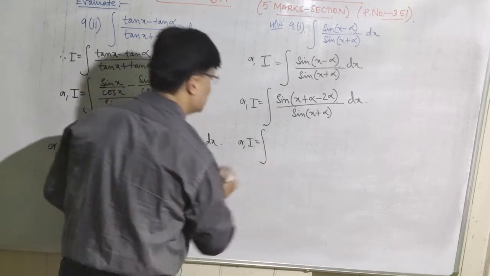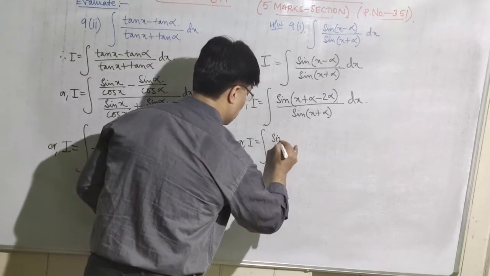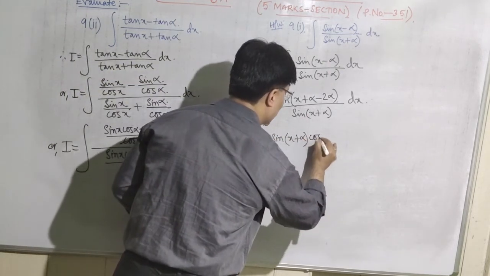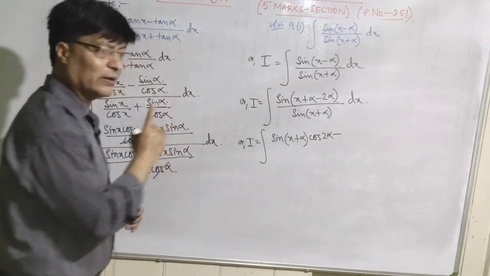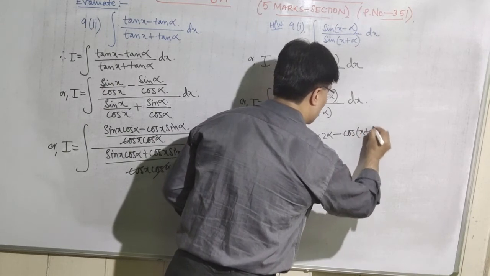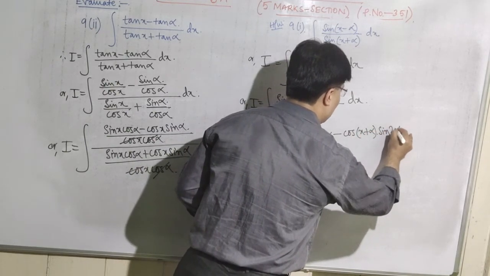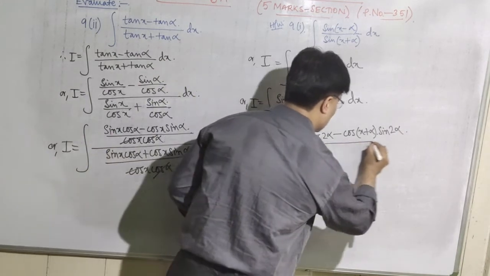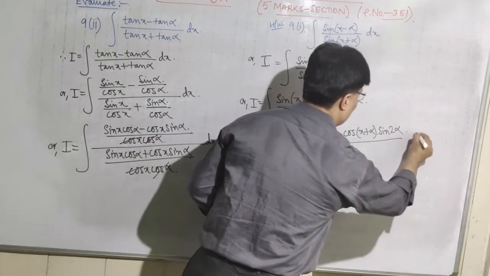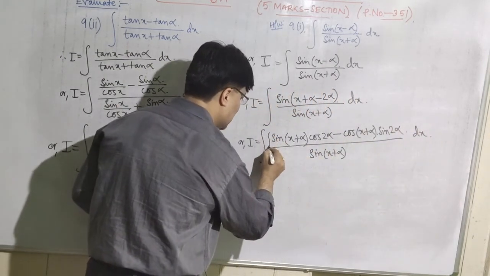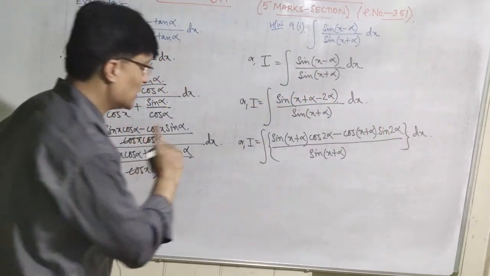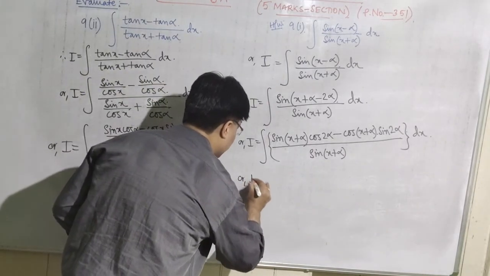I is equal to integral sine A, sine of x plus alpha. What is cos B? Cos 2 alpha. Then again minus cos A, what is cos A? Cos of x plus alpha into sine B. What is sine B? It is sine 2 alpha. This whole divided by sine of x plus alpha. Then we can write here dx. You can put this fraction within second bracket. Right? So now let us separate the terms within the second bracket.